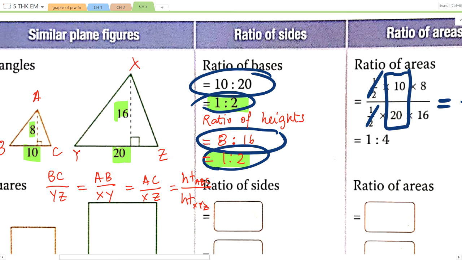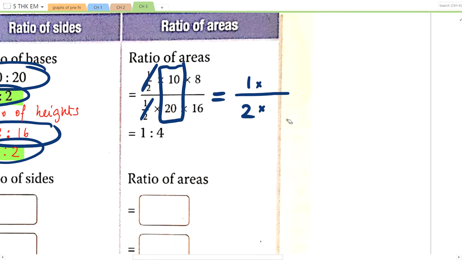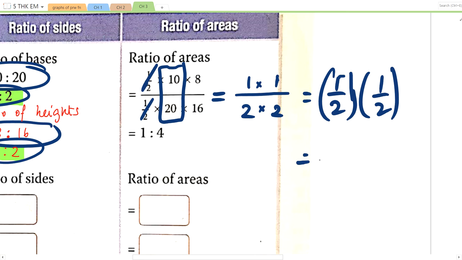Is it a coincidence that it's always 1:2? No. Why are they always 1:2? Because they are similar figures. The ratio must be the same. So this 8 and 16 becomes 1:2. 1:2 times 1/2. I can rewrite it this way: 1/2 times 1/2, which is 1/2 squared. What does that give me?